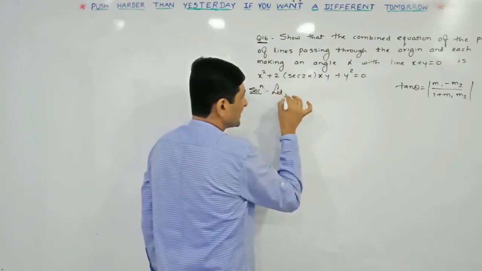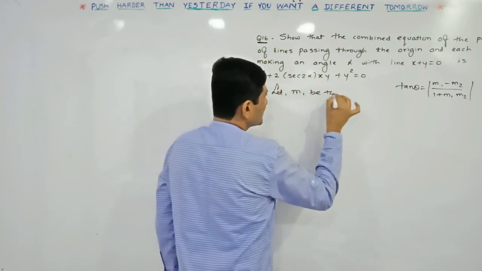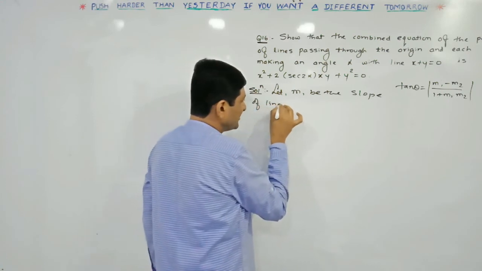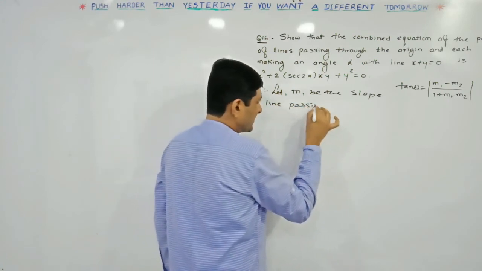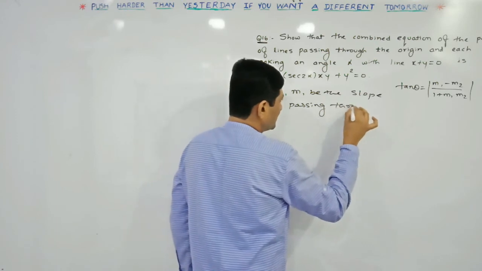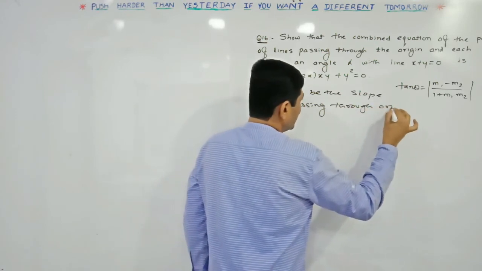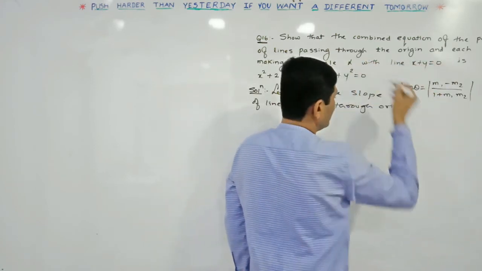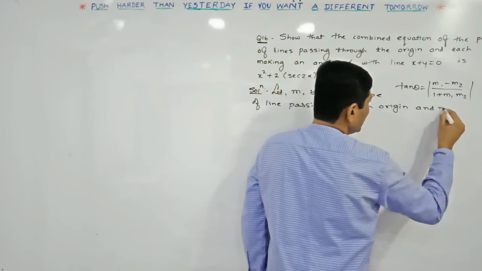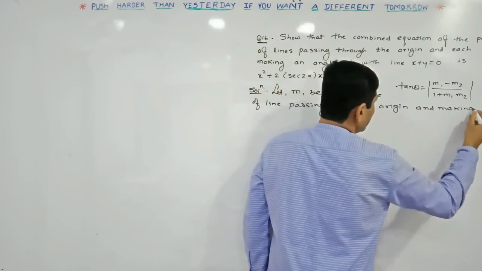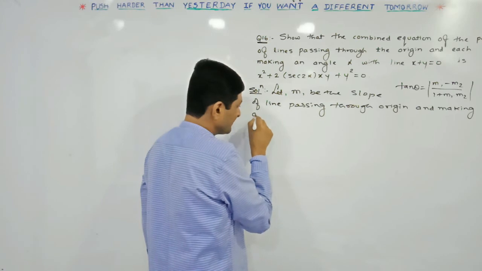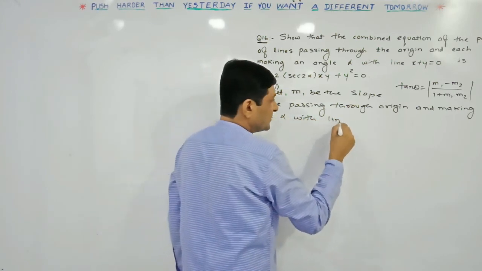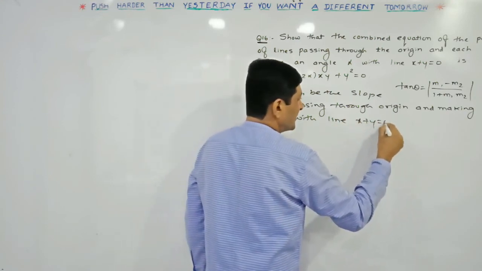So let m1 be the slope of the line passing through the origin and making angle alpha with the line x plus y is equal to 0, because our required line passes through the origin.